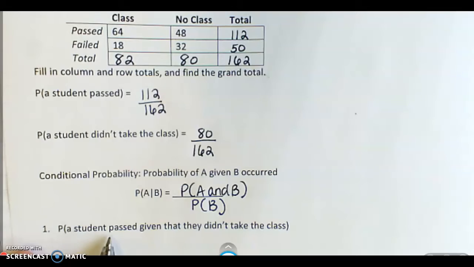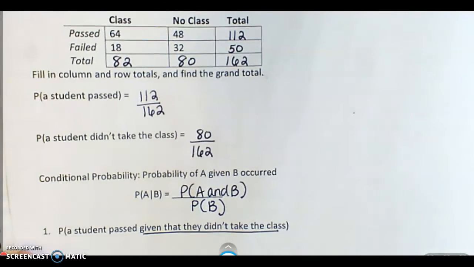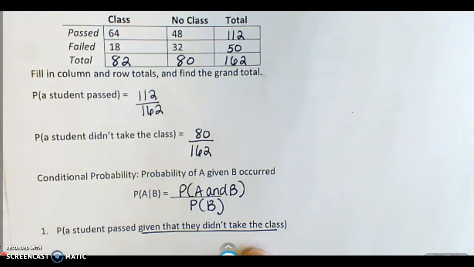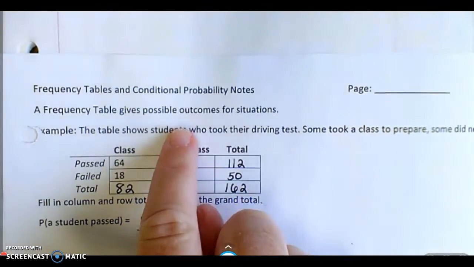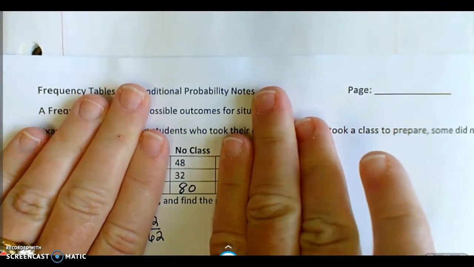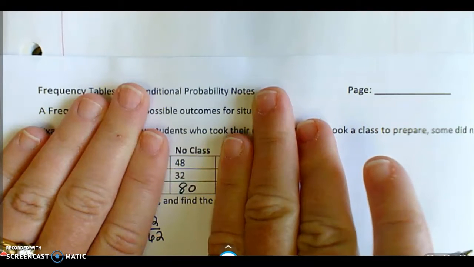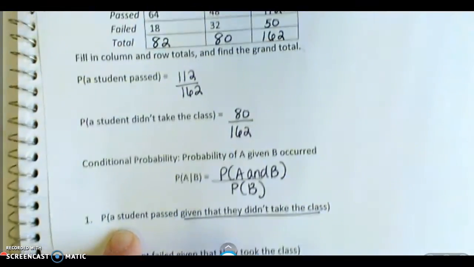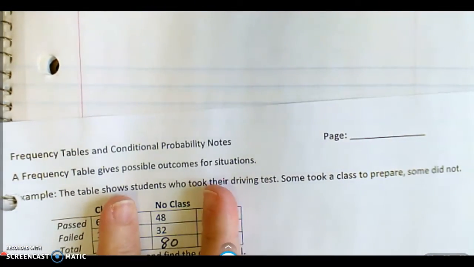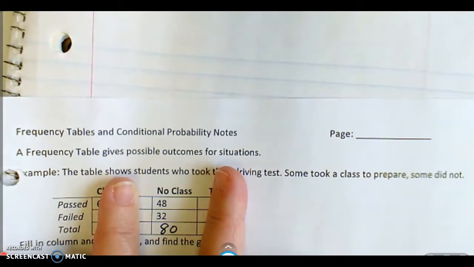So number 1 says probability a student passed given that they didn't take the class. Alright, so you start with the given part and you only look at that part, given that they didn't take the class. So didn't take the class is this right here. That means I don't look at anything else, I only look at didn't take the class. The total number of people there are 80. Okay, so 80 is going to go on the bottom. The rest of the question said probability the student passed. So looking at only that column, the passing total is 48. So 48 will go on top. 80 is the total, so 48 over 80.